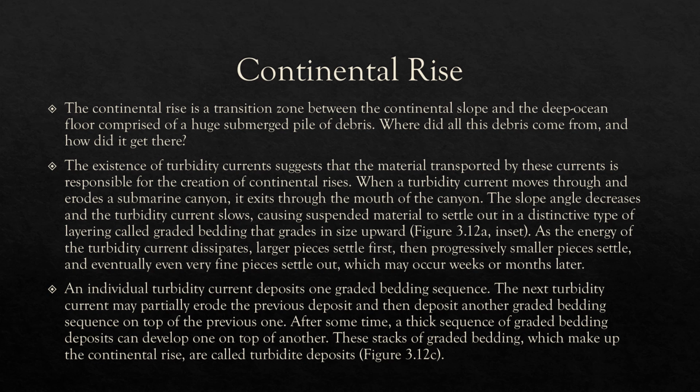The next turbidity current may partially erode the previous deposit and then deposit another graded bedding sequence on top of the previous one. So after some time, a thick sequence of graded bedding deposits can develop, one on top of the other. These stacks of graded bedding, which make up the continental rise, are called turbidite deposits. Let me show you the picture again.